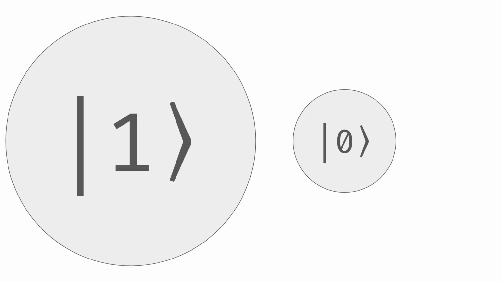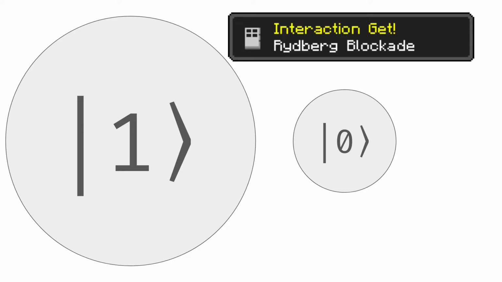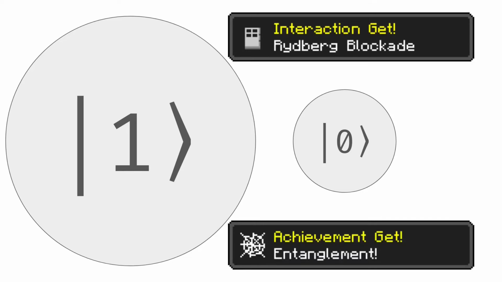Of course, now we have one qubit affecting another qubit. This interaction is called the Rydberg blockade, because one qubit is blocking another qubit from entering the Rydberg state. And this is how we get entanglement in these kinds of systems. Even in more normal gate-based neutral atom systems, you oftentimes use the Rydberg mechanism for that.